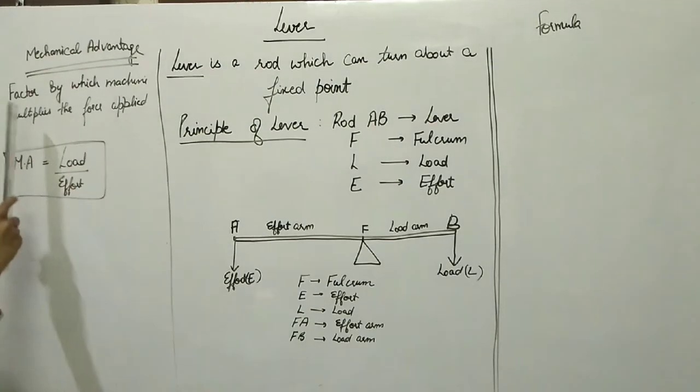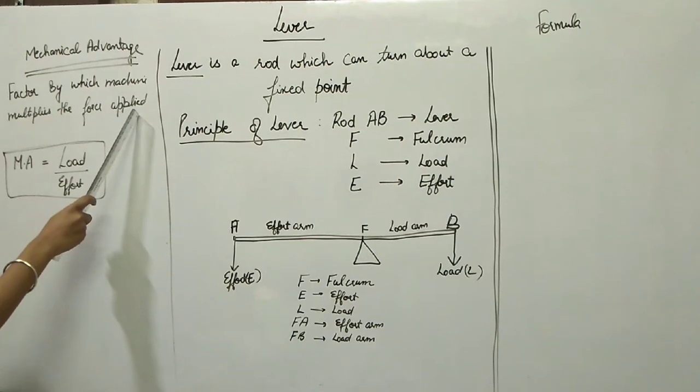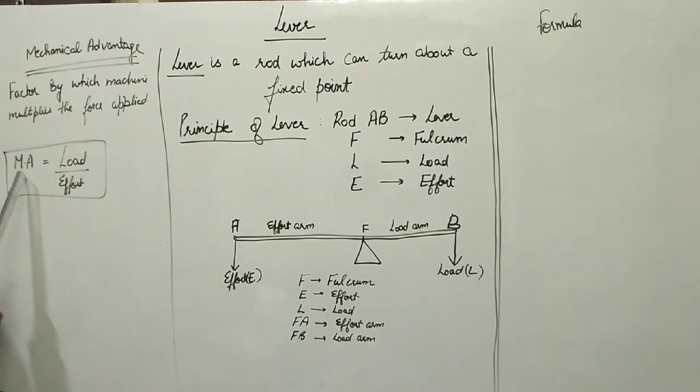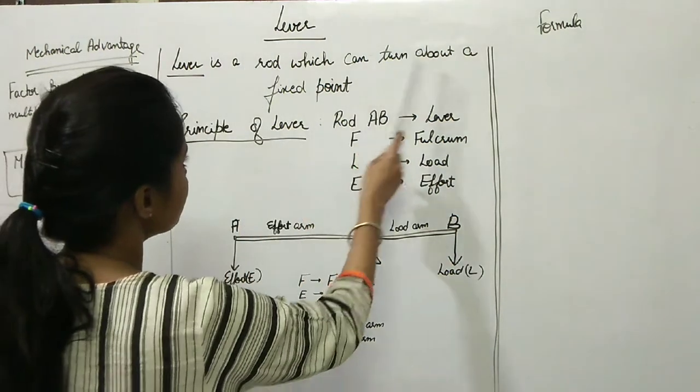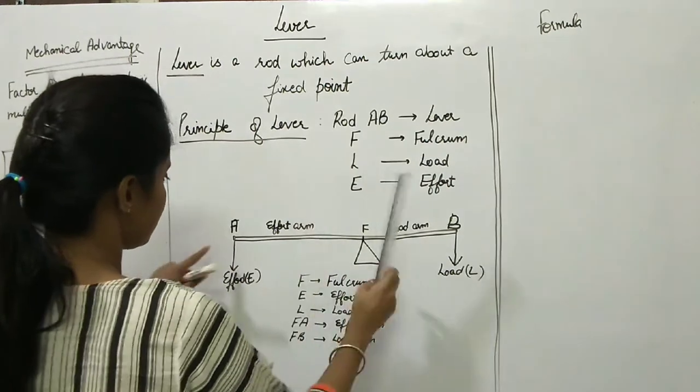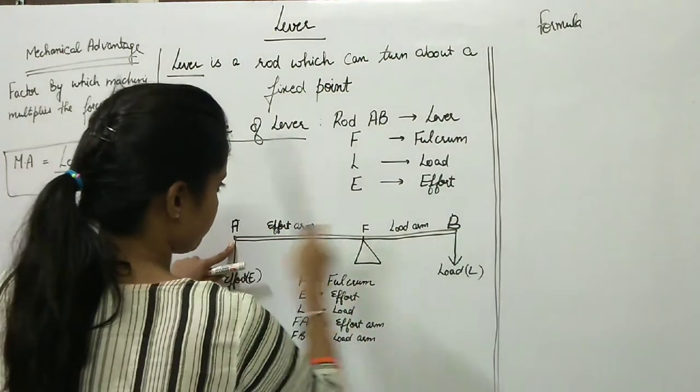Which machine multiplies the force applied on it? Mechanical advantage. The formula is load upon effort. Lever: it is a rod which can turn about a fixed point. See, AB is the rod. This is known as a lever.